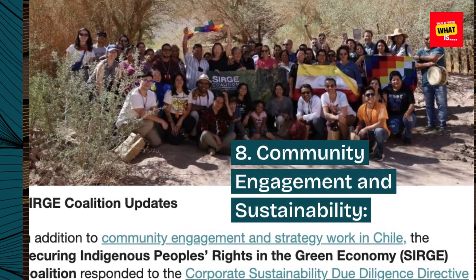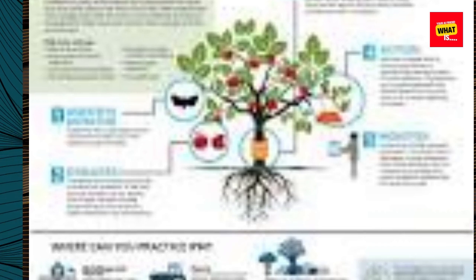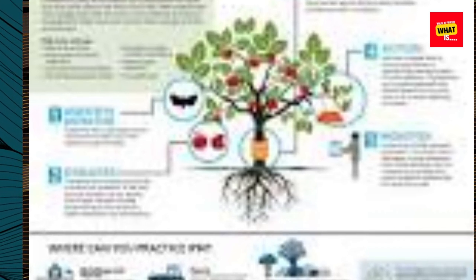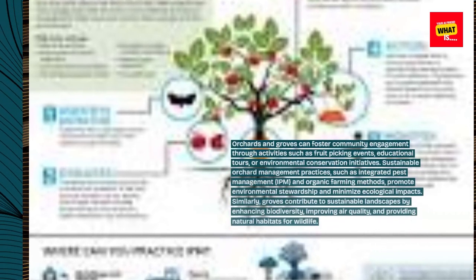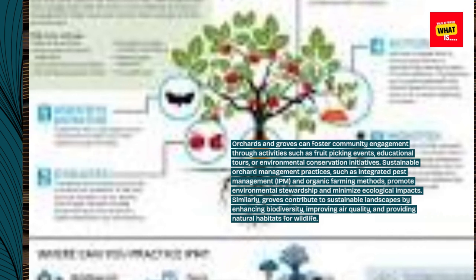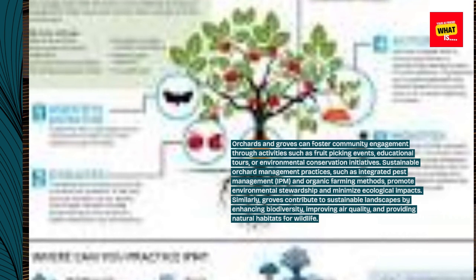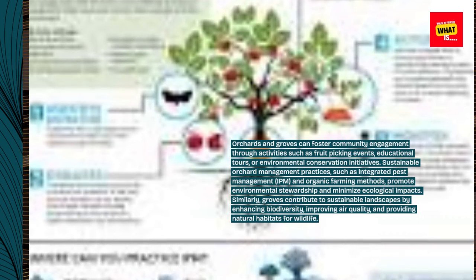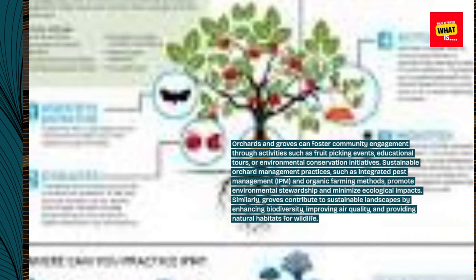8. Community engagement and sustainability. Orchards and groves can foster community engagement through activities such as fruit picking events, educational tours, or environmental conservation initiatives. Sustainable orchard management practices, such as integrated pest management, IPM, and organic farming methods, promote environmental stewardship and minimize ecological impacts. Similarly, groves contribute to sustainable landscapes by enhancing biodiversity, improving air quality, and providing natural habitats for wildlife.